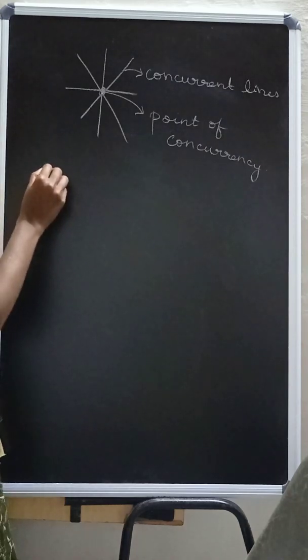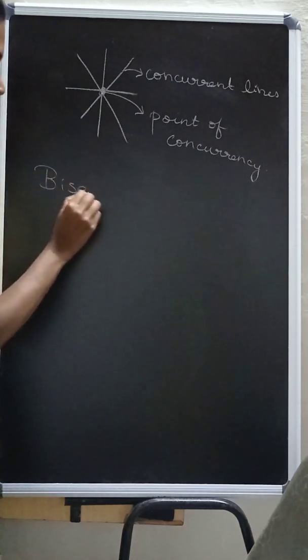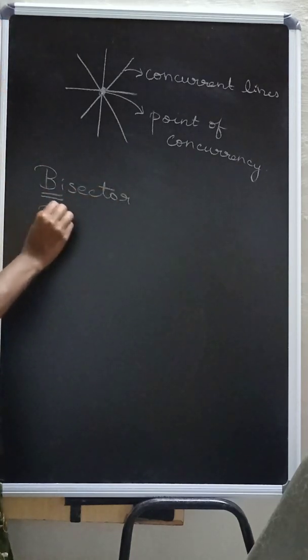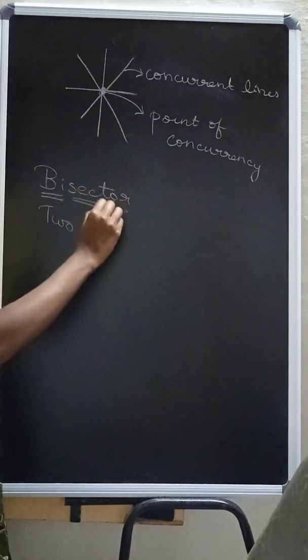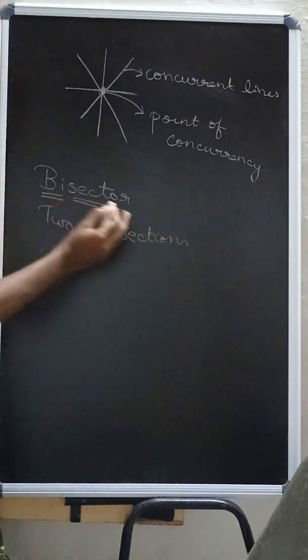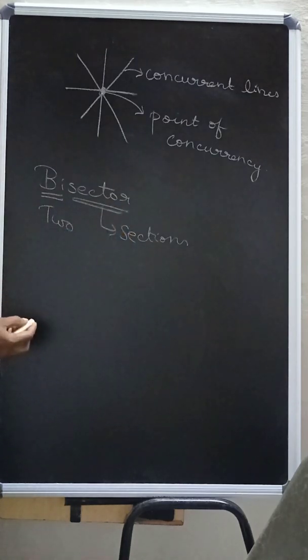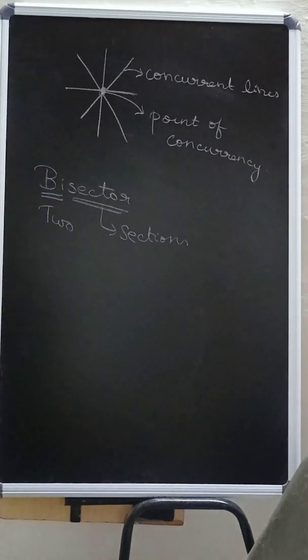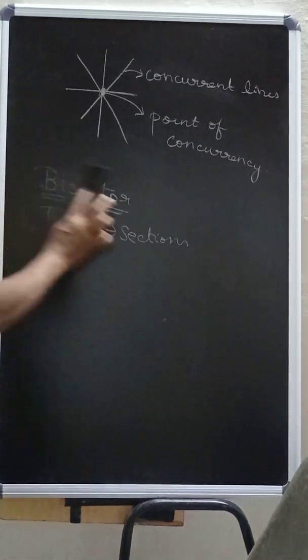Then I wanted you to know the term bisector. Bi means two. Sector, sections. So splitting into two equal sections is called as bisector. Splitting into two equal parts is called as bisector. Now let us proceed. First we will see what is incenter.